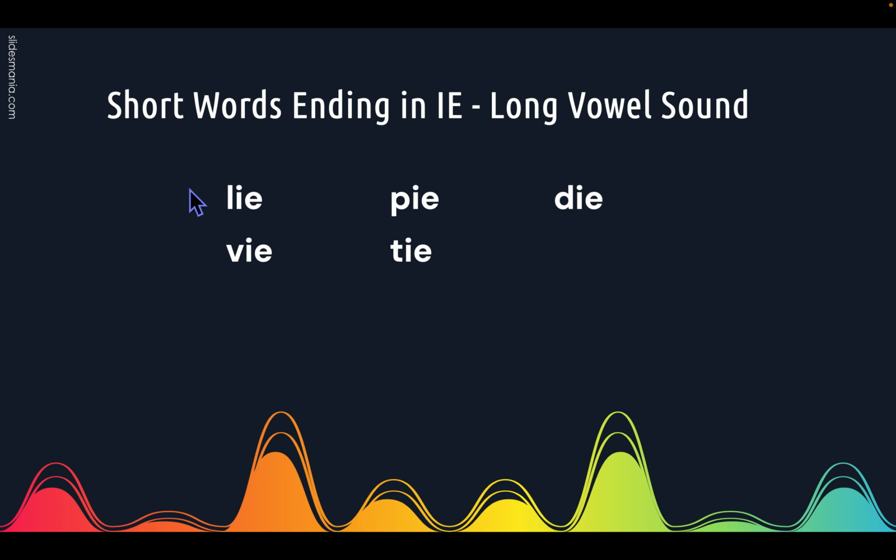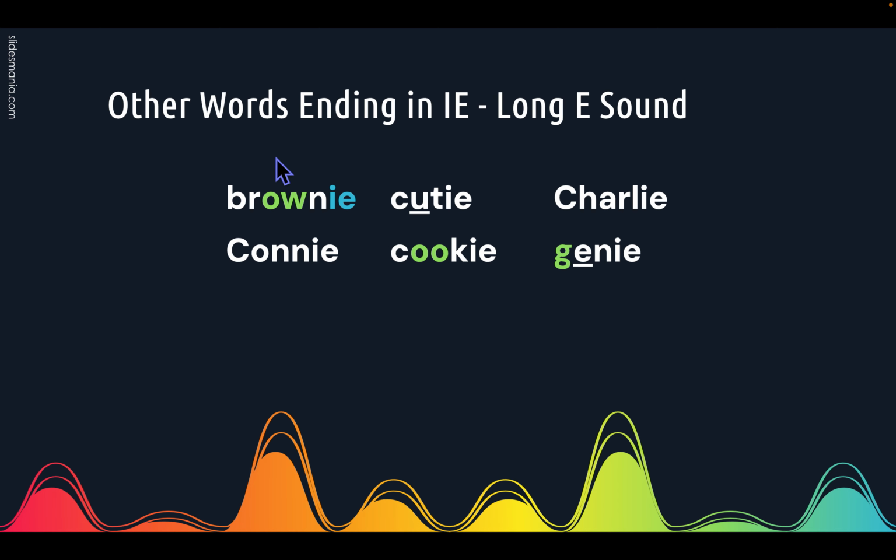If you have a short word ending in IE, it's going to have the long I sound. Lie, pie, die, vie, tie. If you have a longer word ending in IE, it's going to have a long E sound.